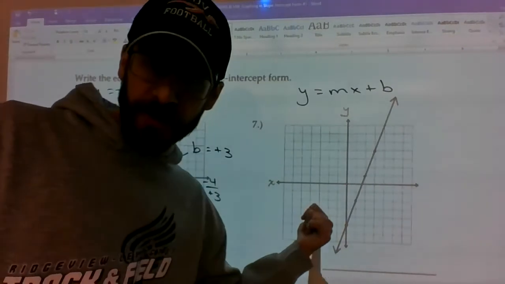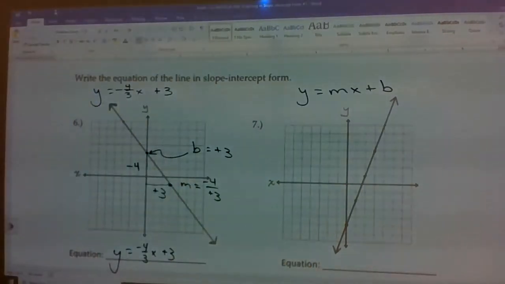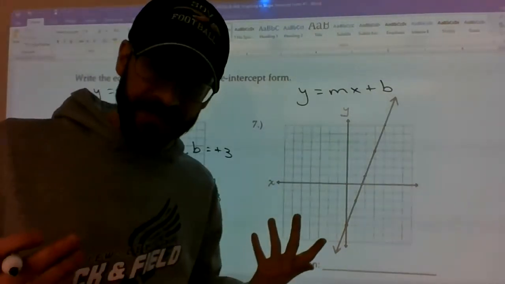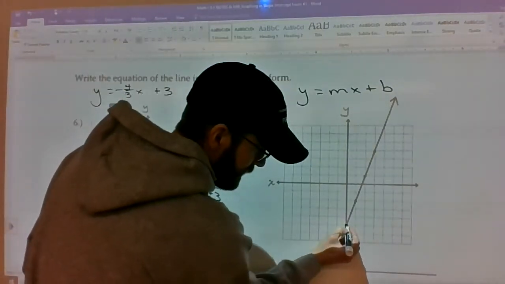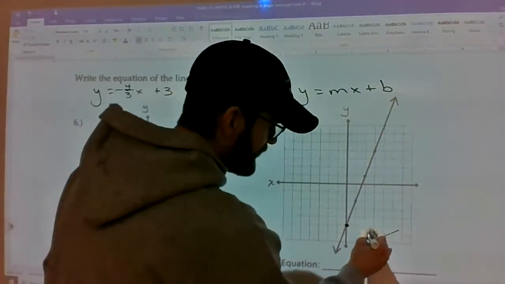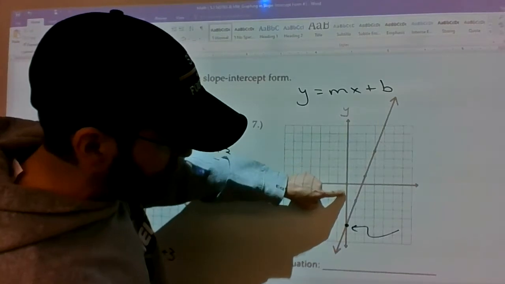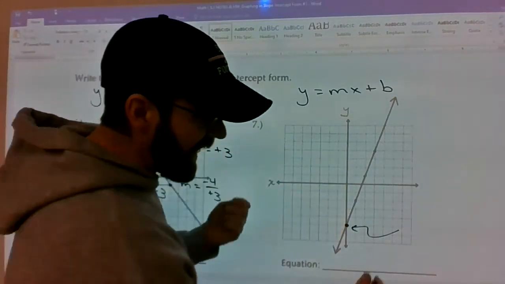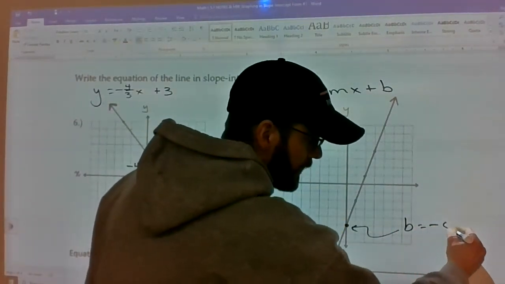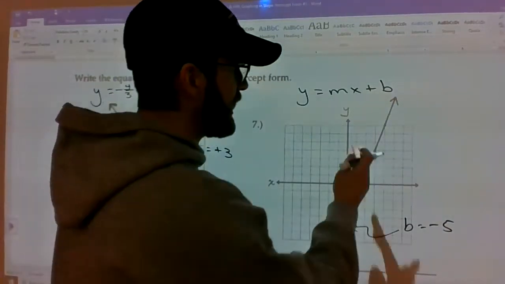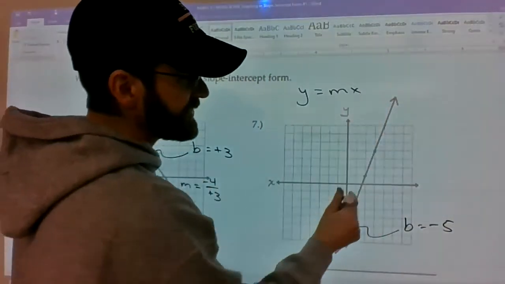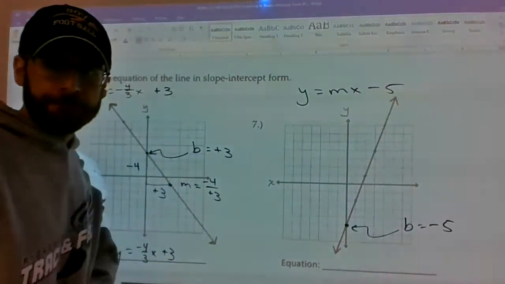Pause the video and try this one on your own. All right, let's see if you guys did it. This would be our starting point, which is our b value on the y-axis. It starts 1, 2, 3, 4, 5 units below the y-axis, so you have a negative 5. So you're erasing plus b, replacing it with minus 5.